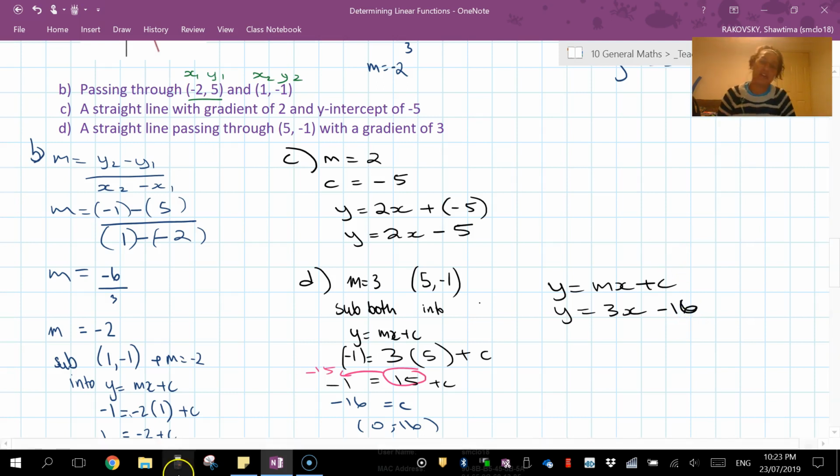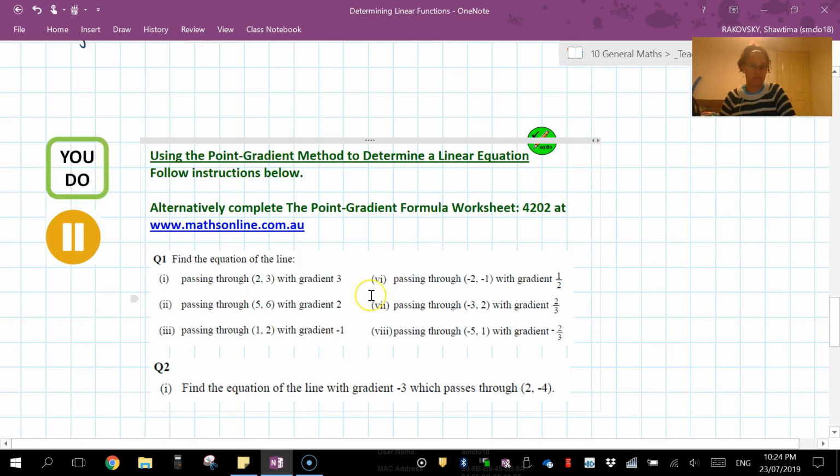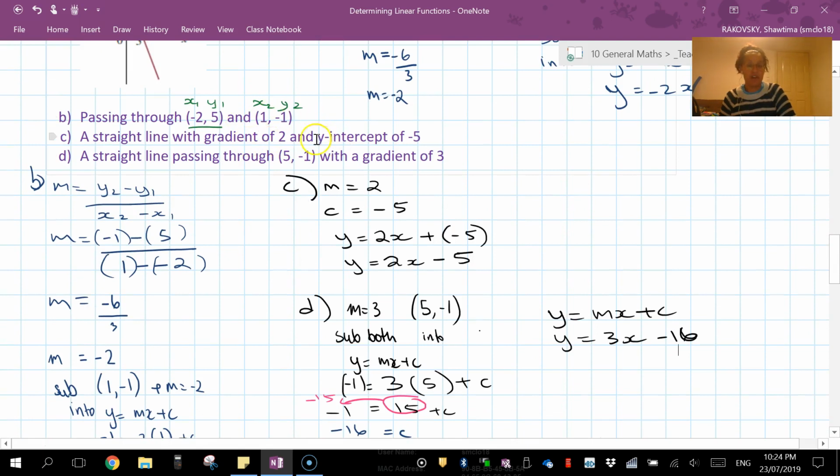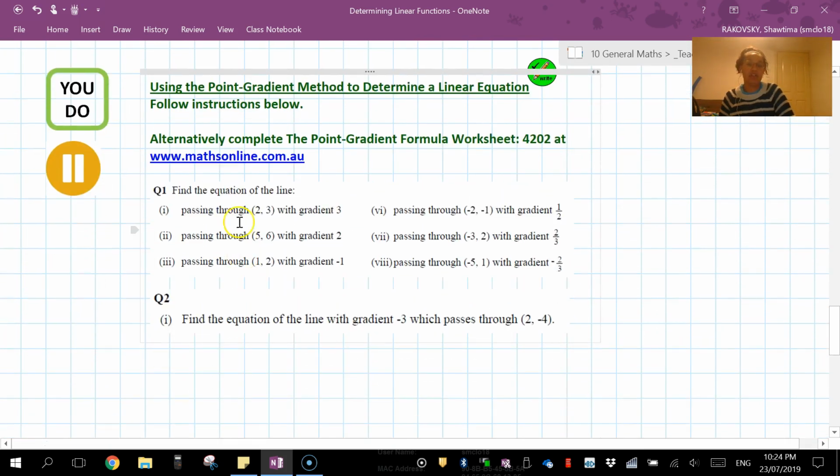So that is how you determine the linear function from points on a graph. In that you can have 2 points, just the gradient and the intercept, or gradient and 1 point. Alright, and what you are going to do is use the point gradient method to determine the linear equation for these situations here. Pause the video, complete the questions in your exercise book, ready for homework check for the next lesson. Okay, stay awesome everyone.